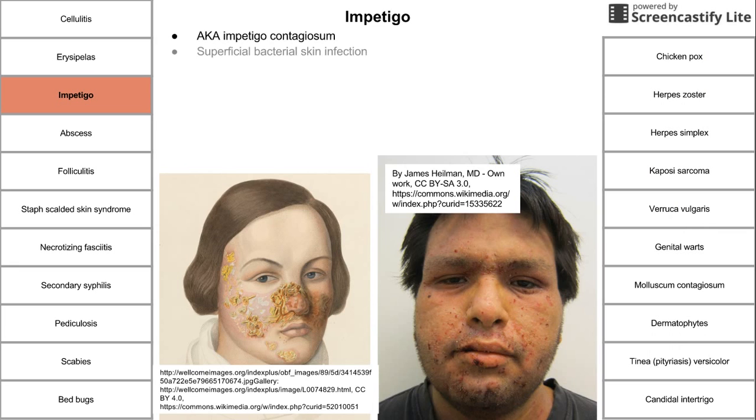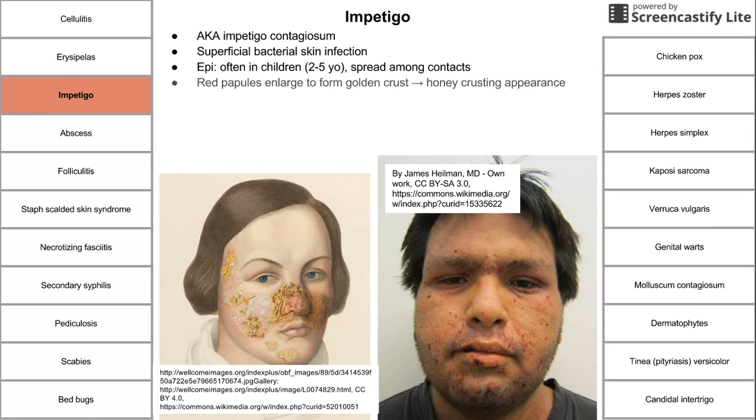Impetigo is another skin infection. This is a more superficial bacterial infection. It often occurs in children that are 2 to 5 years old, and it can spread among contacts. It presents with red papules that enlarge to form a golden crust. You can see that golden crust on this person's face here and in this illustration, of course. It's classically described as having a honey-crusted appearance.